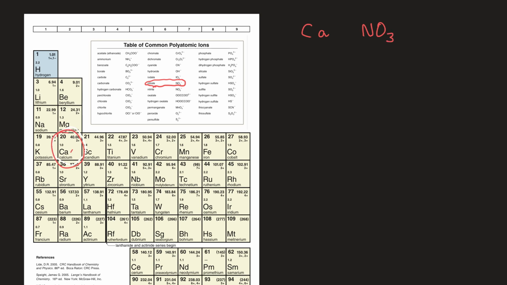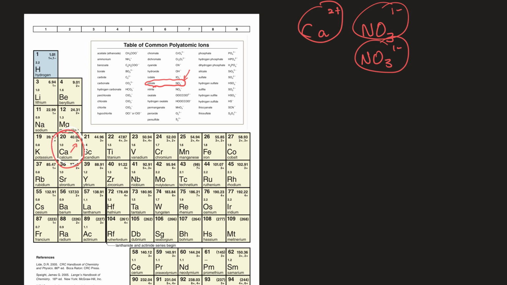Okay, I look up calcium, it's a 2 plus, so its charge is 2 plus. It's willing to give up 2 electrons. Nitrate is only a 1 minus, so it'll only take 1 electron. To balance this electrically, of course, I'd need another nitrate in there. Okay, so I have 1 calcium for every 2 nitrates.